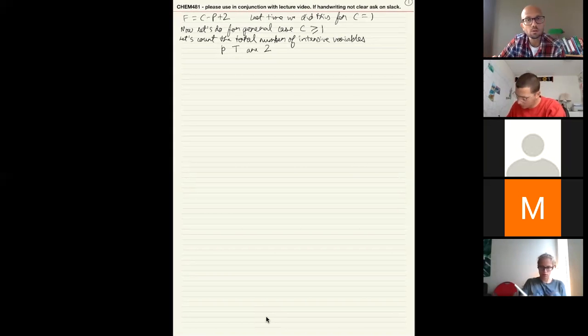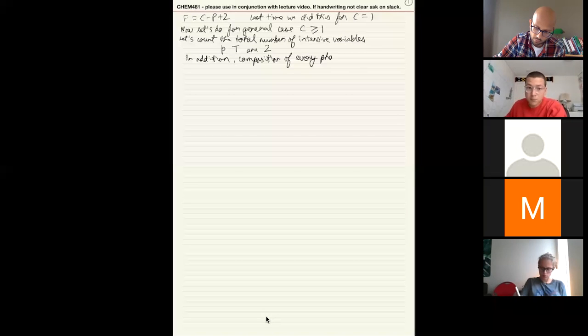But now we can also vary the mole fractions of different phases. We have a C component system, we have C components, and we have P phases. Every phase can have a varying mole fraction. What do I mean by that? Let me write it down. So now in addition, not component, but composition of every phase can be varied. And it's intensive because we are only changing the relative amounts.